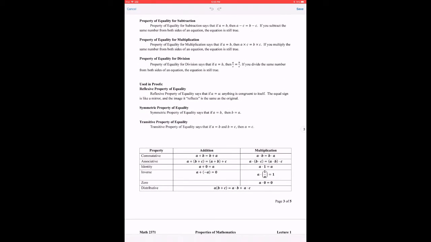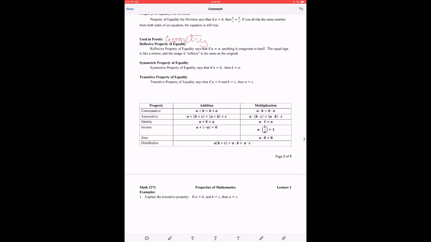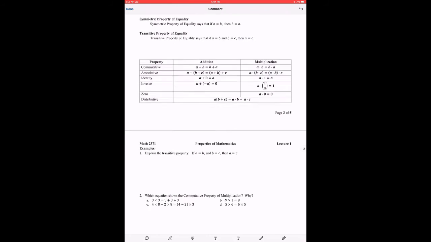The next thing we're going to talk about are the 3 things for proofs. These are mostly used in geometry, is where you will see them most, or in 4370 in your curriculum. And that's reflexive, symmetric, and transitive. I have then given you a table of all the properties. I did not list the 0 property for addition because, again, I listed it under identity because that's what we call it.